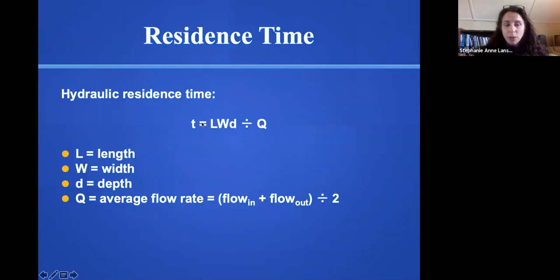To figure out your hydraulic retention time, that's going to be your length times your width times your depth divided by your flow rate. Okay, so it's meters of length, meters of width, meters of depth, divided by the cubic meters per day coming in, for example, the amount of water coming in.